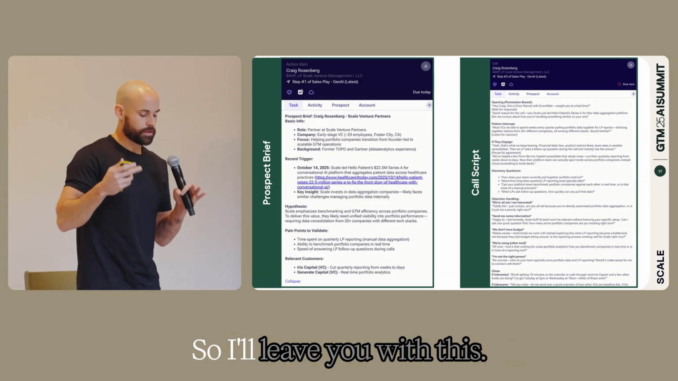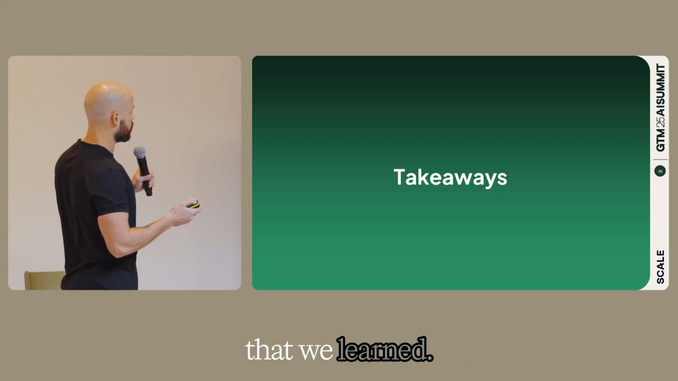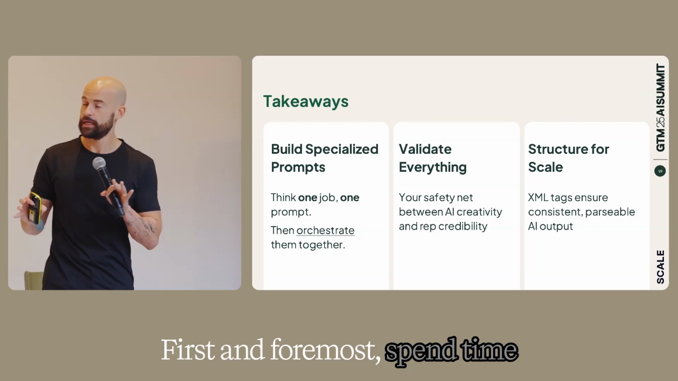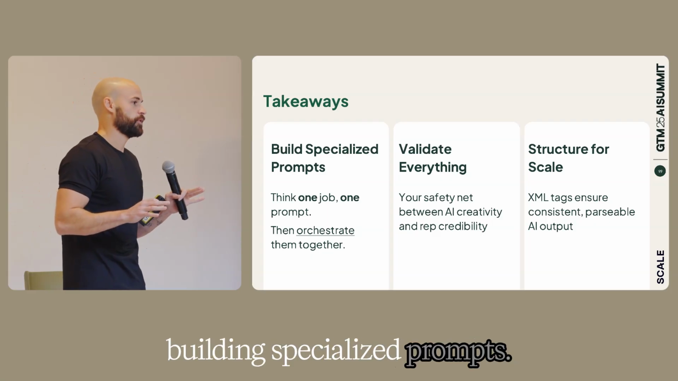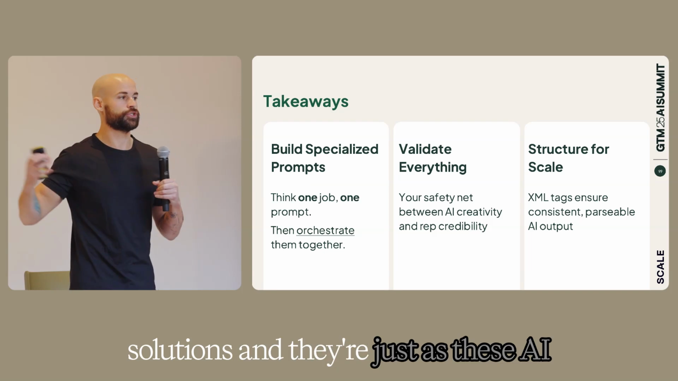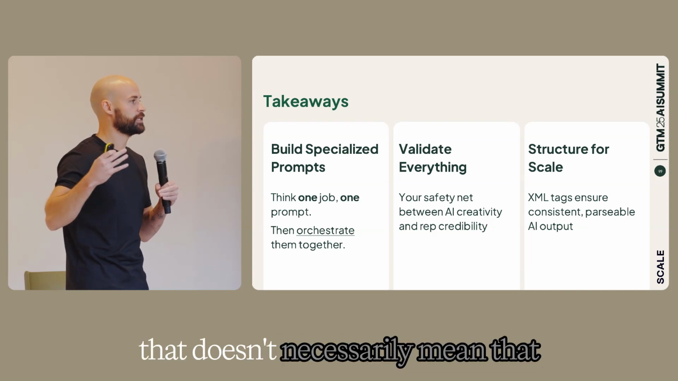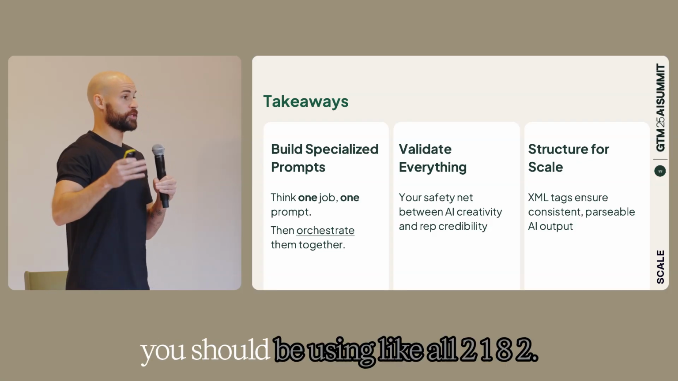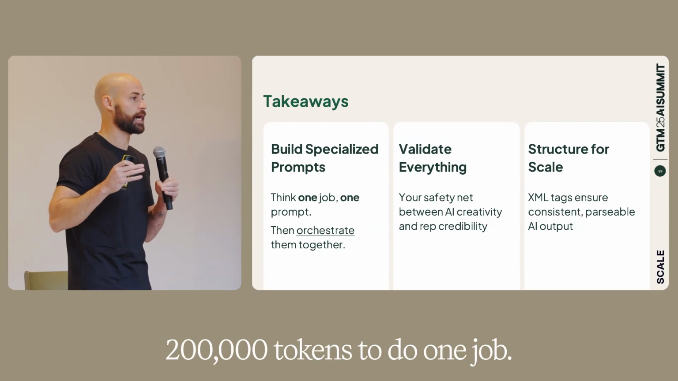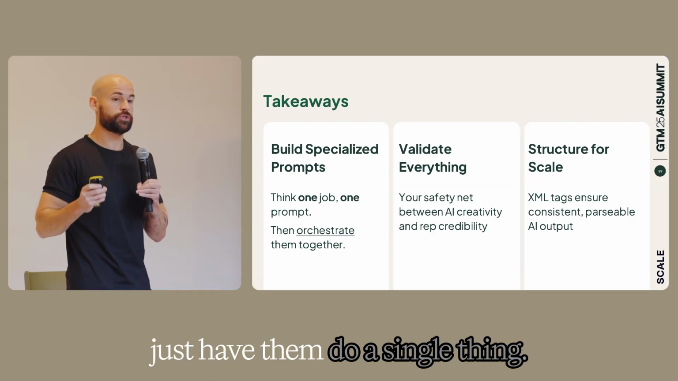So I'll leave you with this. These are the takeaways that we learned. First and foremost, spend time building specialized prompts. I see a lot of people building AI solutions, and as these AI models have more context window, that doesn't necessarily mean that you should be using all 200,000 tokens to do one job. These models are really good, and they're even better when you just have them do a single thing.